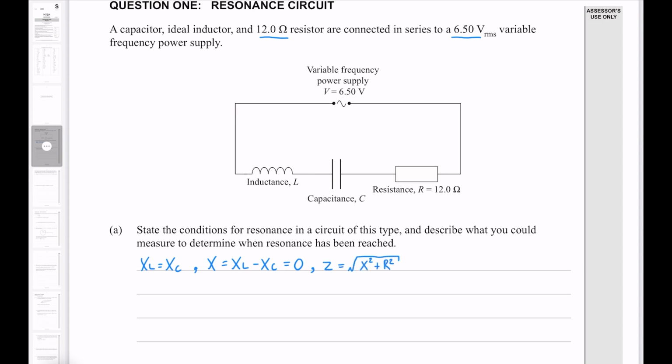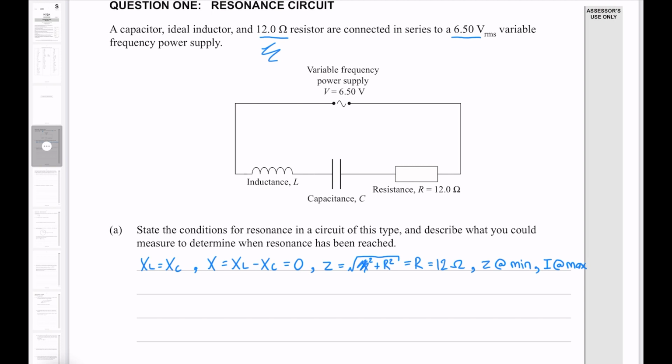And since our reactance is 0, our X here just cancels out, and we're left with our impedance is equal to R, just our resistance, which we know from up here is just our 12 ohms. And so, of course, this means that our impedance is at a minimum, which means that our current is at a maximum. Now, as for what we can measure, our above conditions have some interesting implications for our voltages.